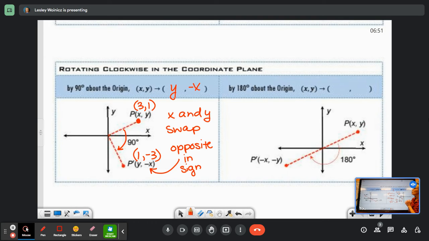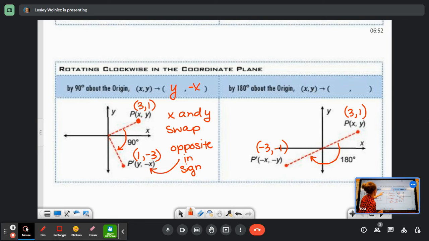Okay, what about 180 degrees about the origin? Guys, we're doing the same thing. Last time we went this way, this time we're going clockwise. We literally end up in the same spot. We figured this out on our symmetry day: whether you rotate counterclockwise or clockwise 180 degrees, you're in the same spot. So if this is our point 3, 1, we still end up at -3, -1.